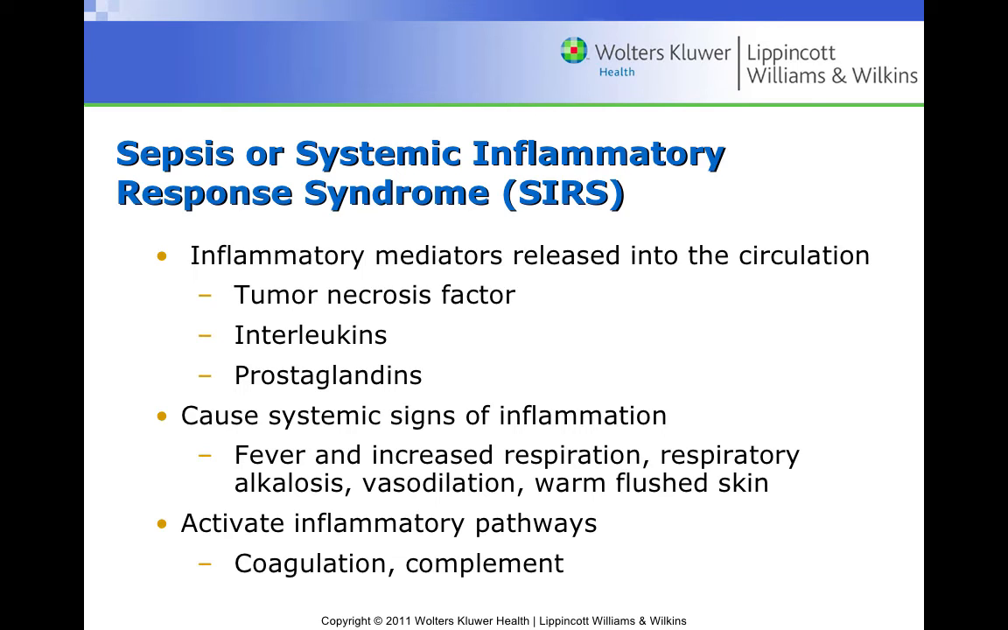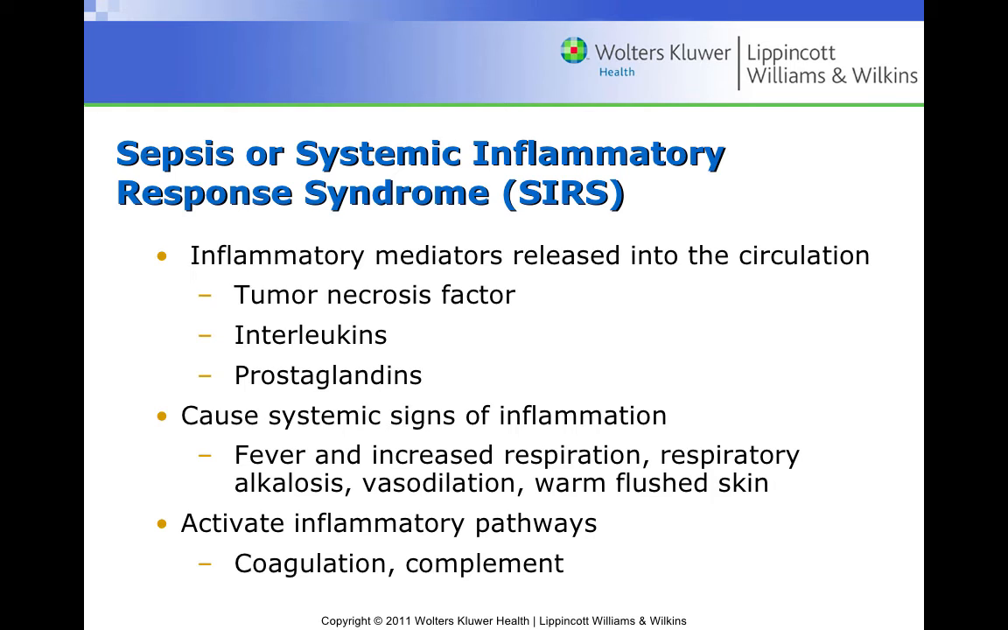SIRS occurs because of the inflammatory mediators released into the circulation: the tumor necrosis factor, the interleukins, the prostaglandins. All of these cause systemic signs of inflammation. So you'll see fever, increased respiration, vasodilation, warm, flushed skin. This also activates an inflammatory pathway, so you'll see some coagulation changes.